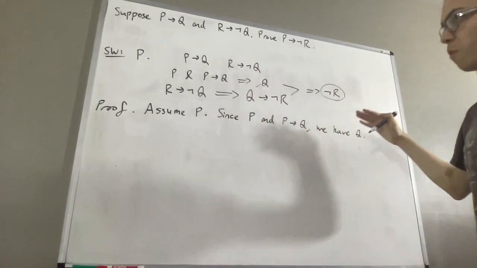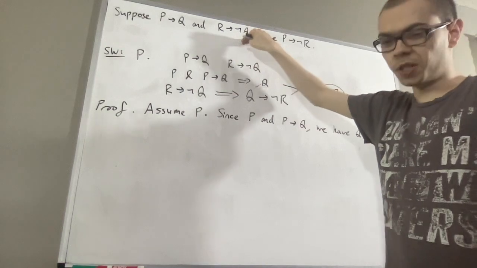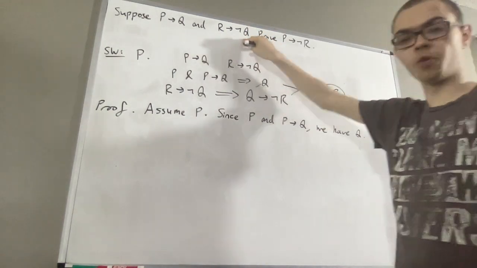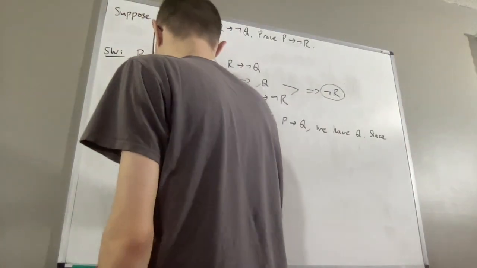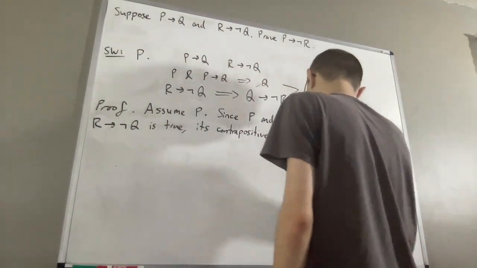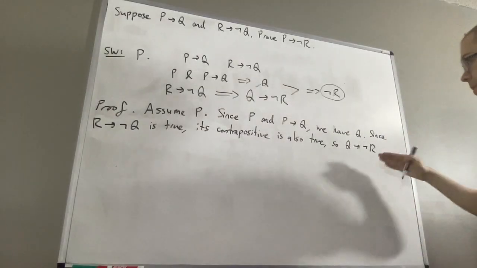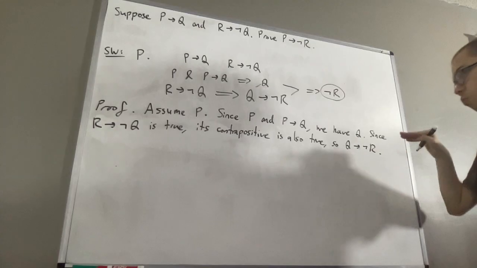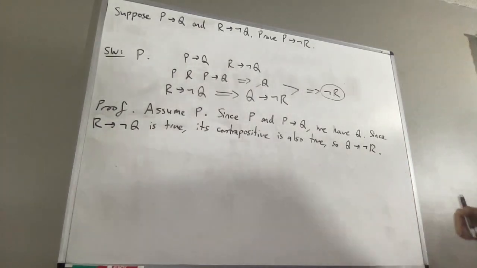The other thing that we observed was that this statement is equivalent to its contrapositive, so we can conclude that the contrapositive of this statement is true. So then, since Q is true, and if Q is true, then not R is true, we can conclude that not R is true by modus ponens.